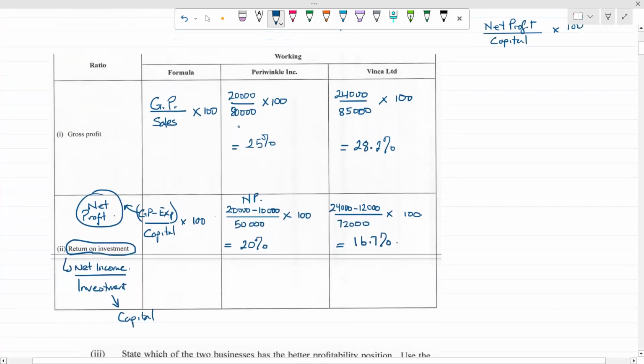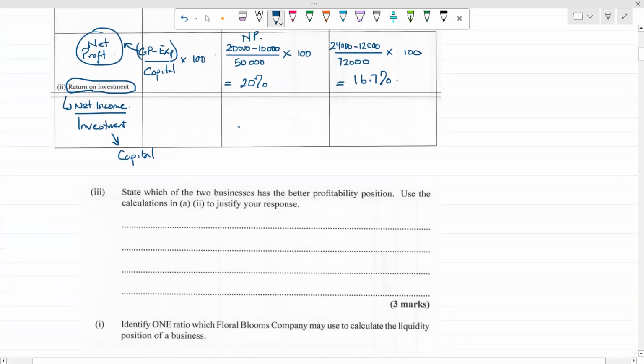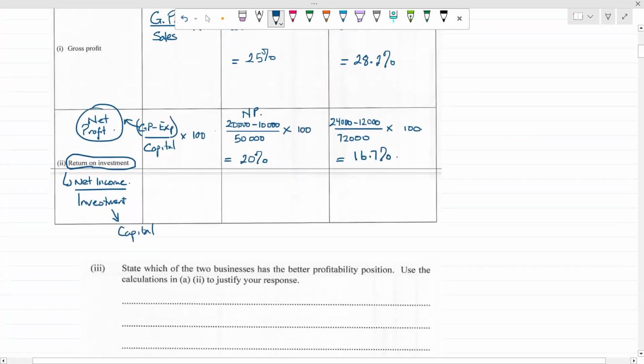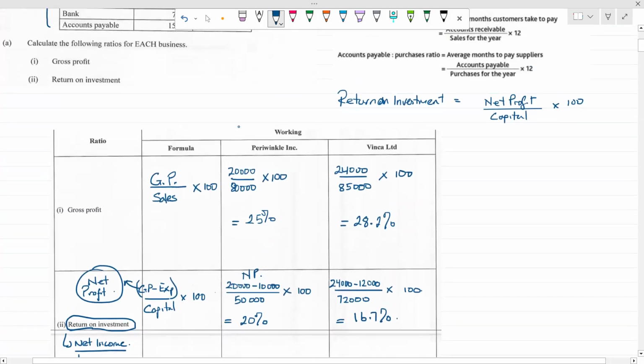Yes, sir. Okay. State which of the two businesses has the better profitability position. Kind of like, I literally just sat down and I'm a little bit lost.